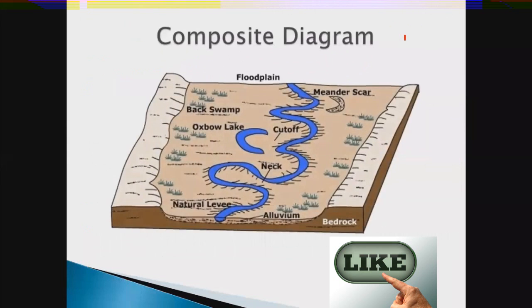Now, this is a composite diagram showing you the meandering belt, oxbow lake, point bar deposits, natural levees, and the backswamp deposits.